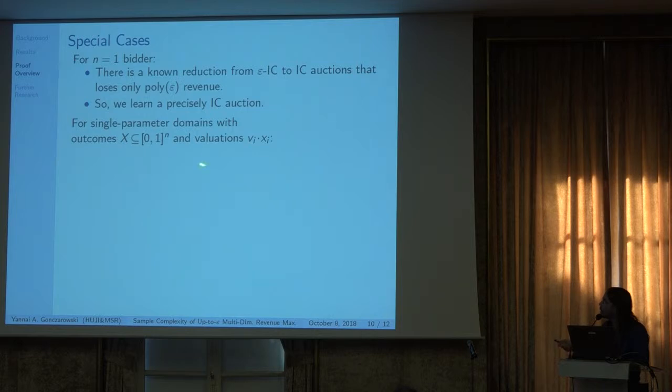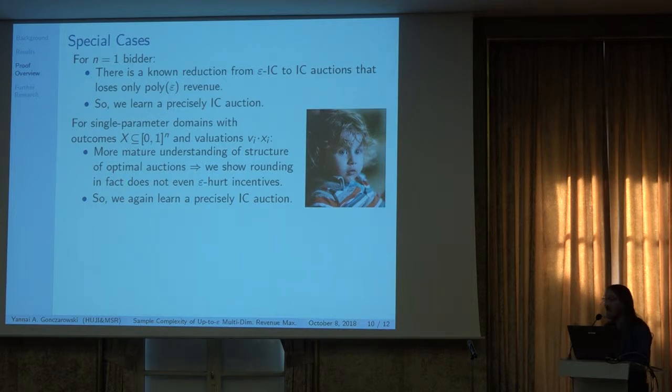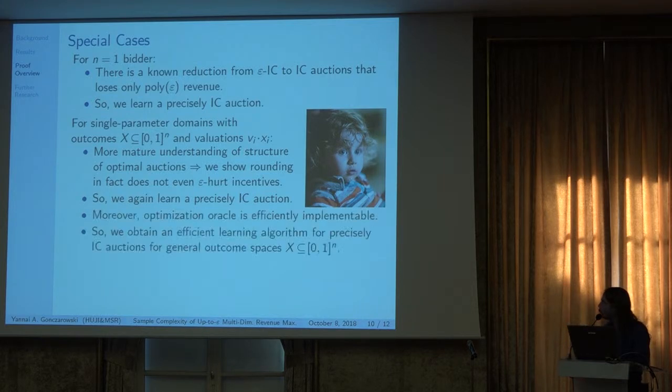For single parameter domains with the structure that I described so far, we have a much more mature understanding of the structure of optimal auctions, much like the words uttered by my son now when he's 2 years old. And this allows us to show that rounding, in fact, does not even epsilon hurt incentives. We can do that all together to show that we precisely learn a precisely IC auction. We don't even lose an epsilon in IC anywhere along that diagram that I showed you.